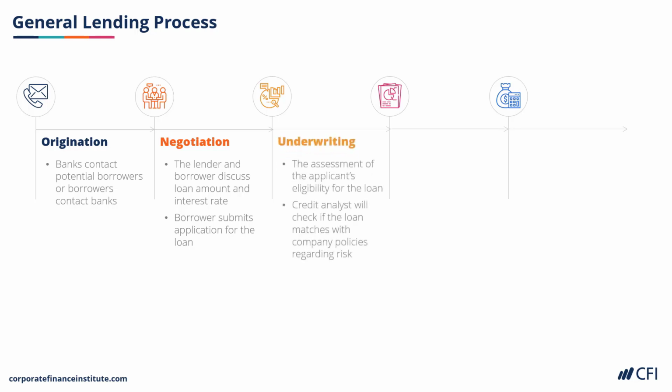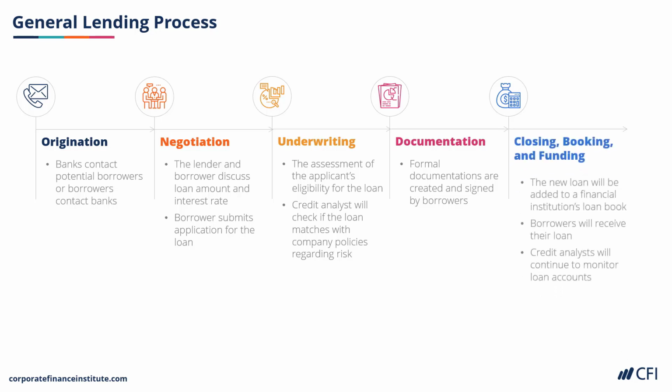Then there's the underwriting process. During the underwriting process, the lender will look at the borrower's eligibility based on financial analysis and risk analysis. Following that is documentation, where the documents and agreements are put in place between the borrower and the lender. And finally, there's closing, booking, and funding. The new loan will be added to the financial institution's loan book as an asset. The borrower receives their loan as a liability and the cash, of course, that goes on his balance sheet.